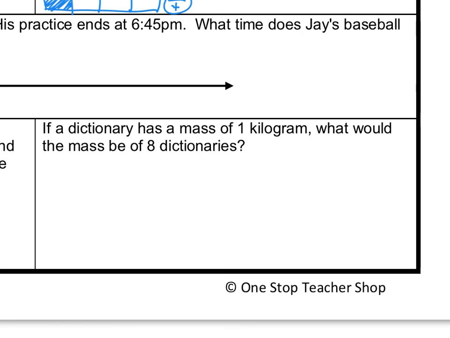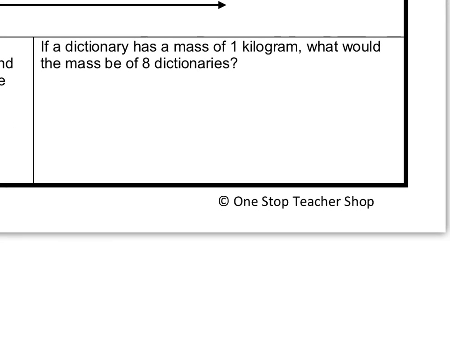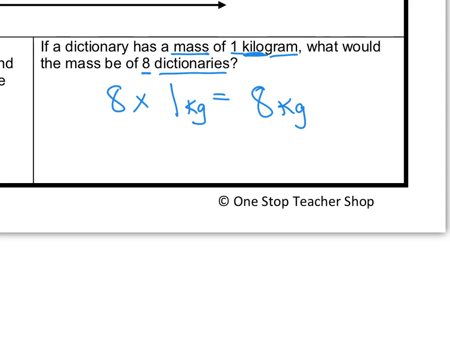Okay, we did the elapsed time problem yesterday, so we're going to move on to the last one. If a dictionary has a mass of 1 kilogram, what would the mass be of 8 dictionaries? So we would take 8 dictionaries times 1 kilogram. 8 times 1 is 8. So the answer would be 8 kilograms.